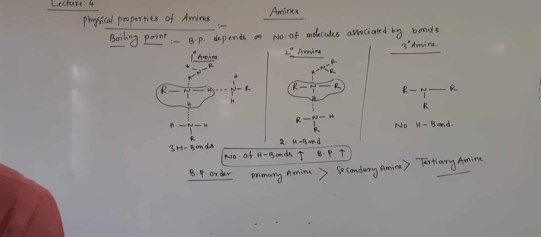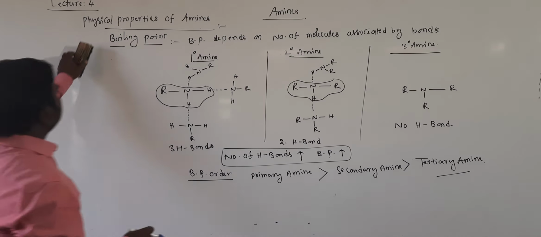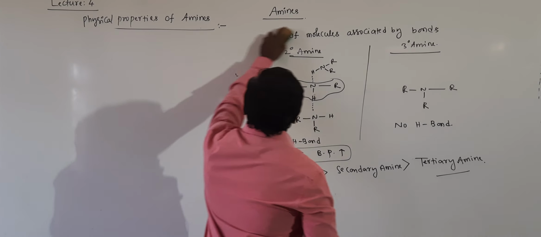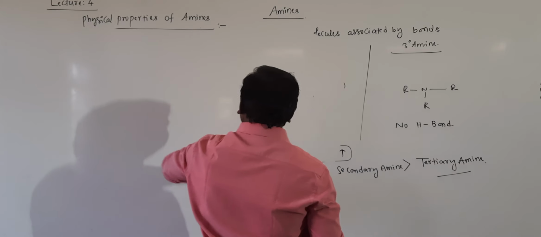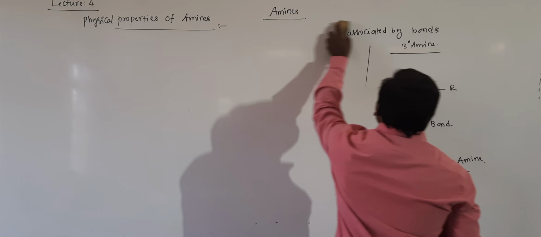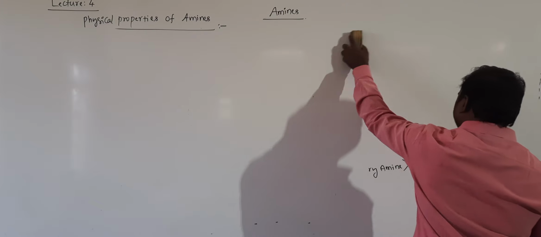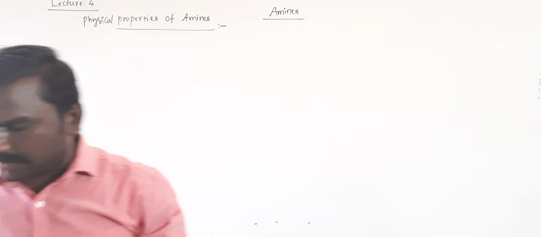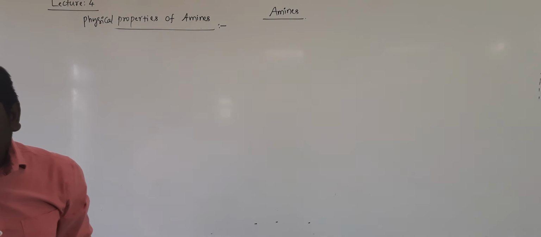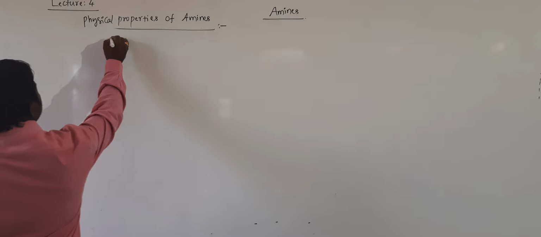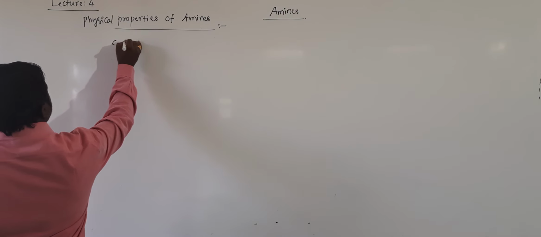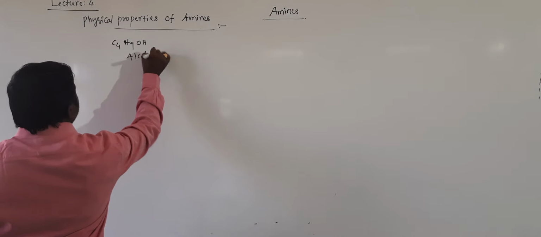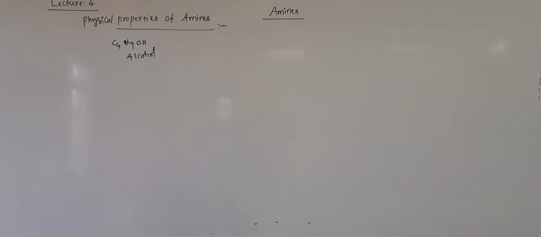So, boiling points of alcohols and amines. Next one is the comparison with alkanes, students. All are having equal molar mass. So the first one is alcohol, C4H9OH, it is butanol actually.